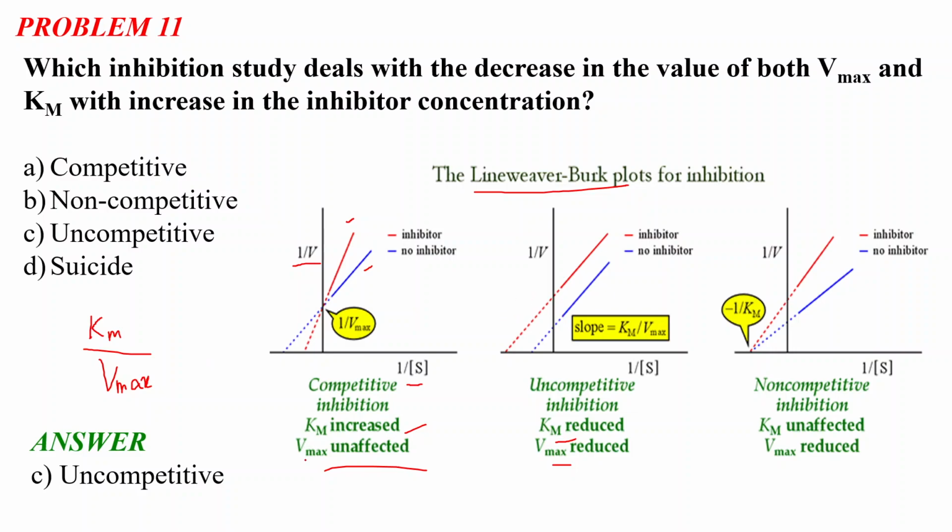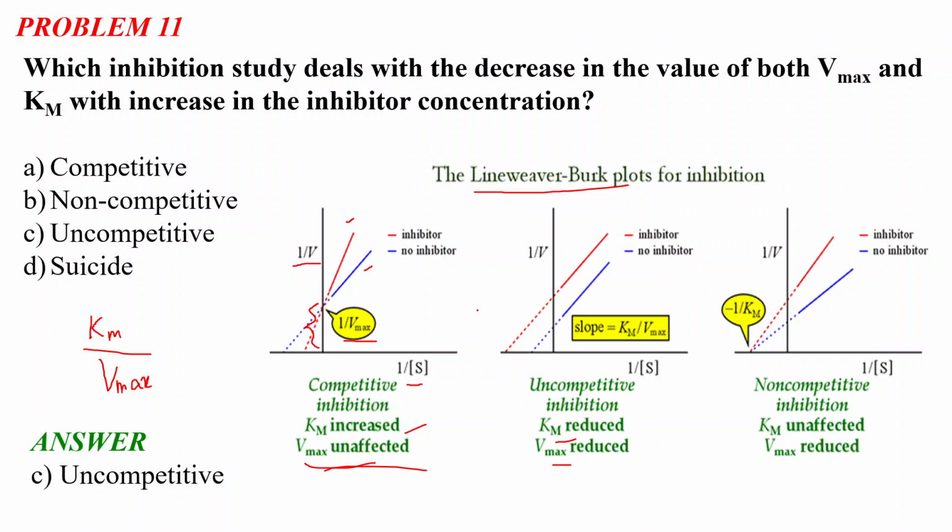But see, when the extrapolation of this line cuts at this position, which is given by 1 by Vmax, that is the intercept. So the intercept of these lines is given by 1 by Vmax. In the first case, the Vmax is unaffected, so 1 by Vmax will also be unaffected. Whether you add an inhibitor or not, both lines will have the same intercept, since the Vmax is unaffected.